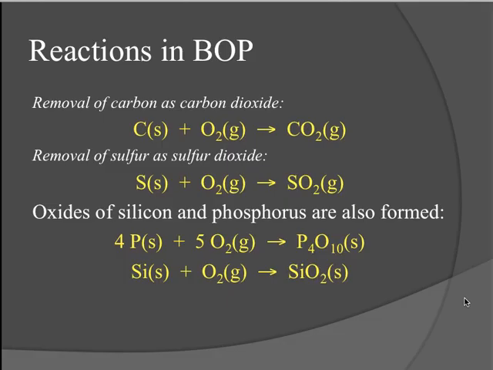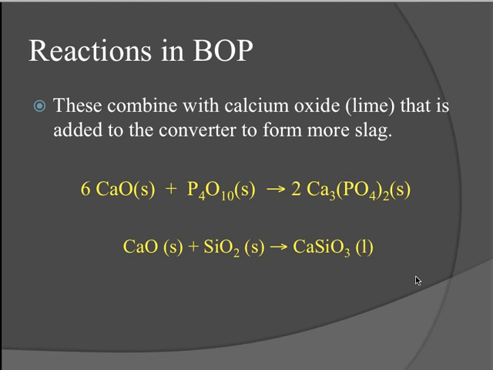Right, so what happens in this BOP? Removal of carbon is as carbon dioxide, removes sulfur as sulfur dioxide, and oxides of silicon and phosphorus are also formed. Those phosphorus and silicon oxides react with calcium oxide to form more slag.